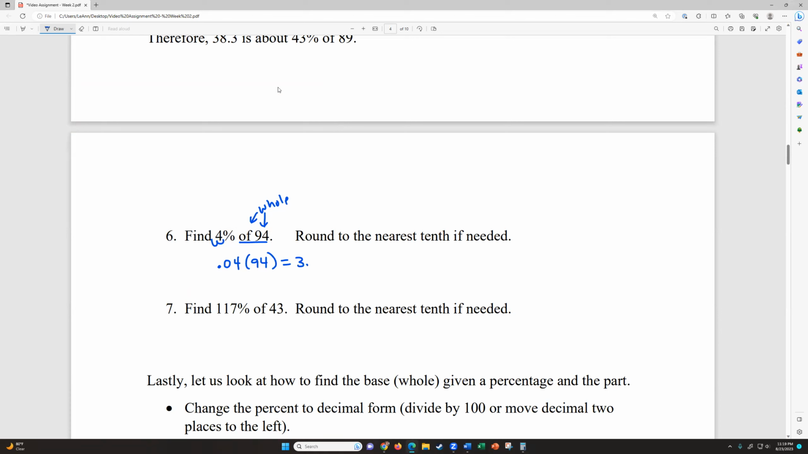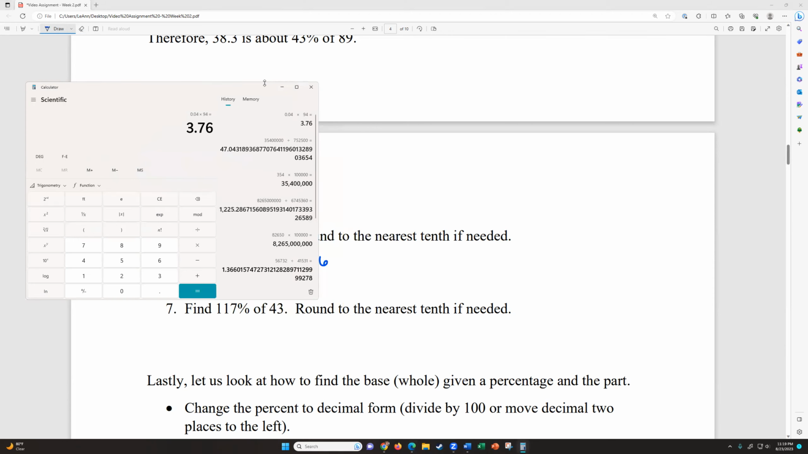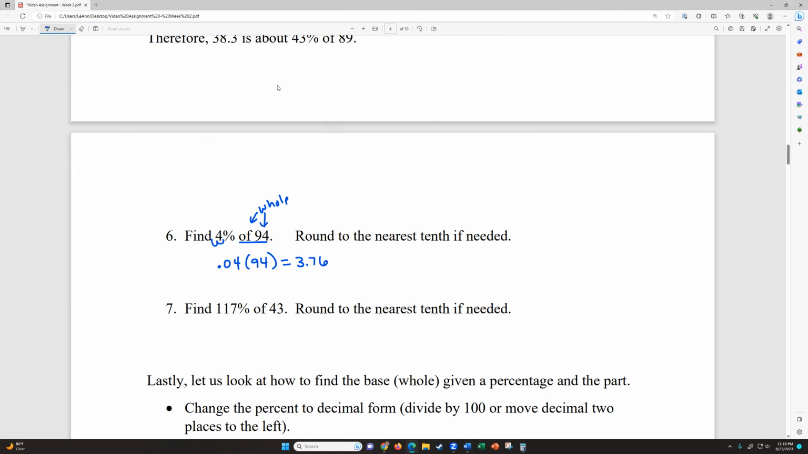I'm going to go ahead and write that out. The directions say round to the nearest tenth. I need to write the right number first. So that means we're going to look at the 7 because that's in the tenths place. The 6 behind it is a 5 or bigger, so it's going to round to 3.8. So 3.8 is roughly 4% of 94.